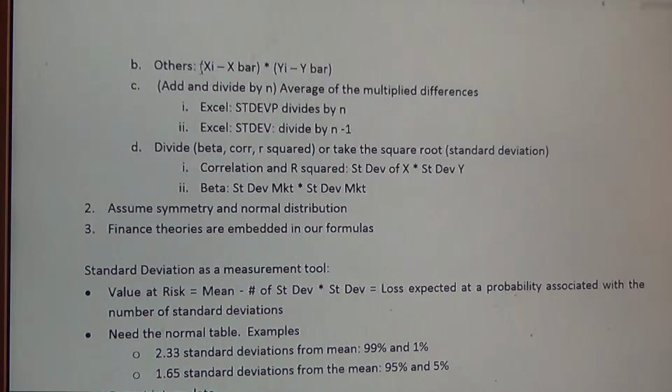And so when we do that, we can get negative numbers, because if X is generally above its average when Y is generally below its average, then you will get negative numbers. If X and Y are generally above their average at the same time and below their averages at the same time, you'll get a positive number.